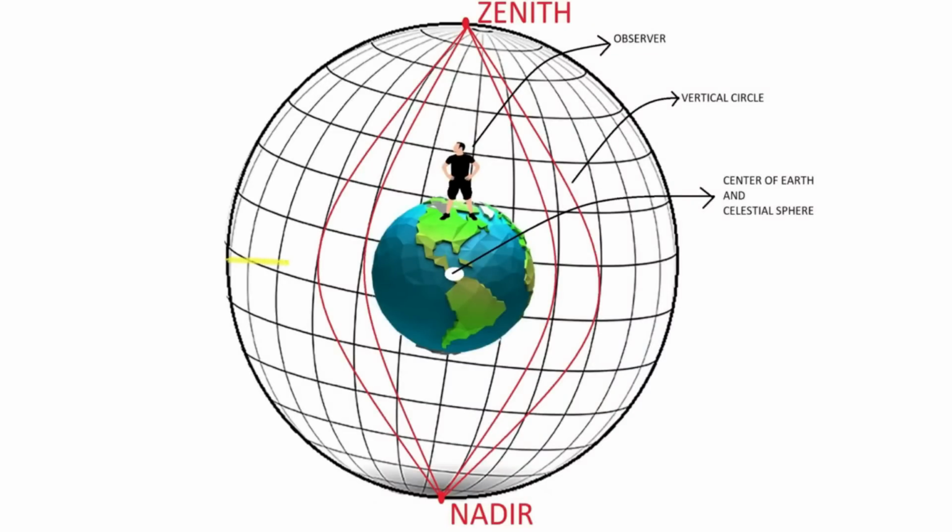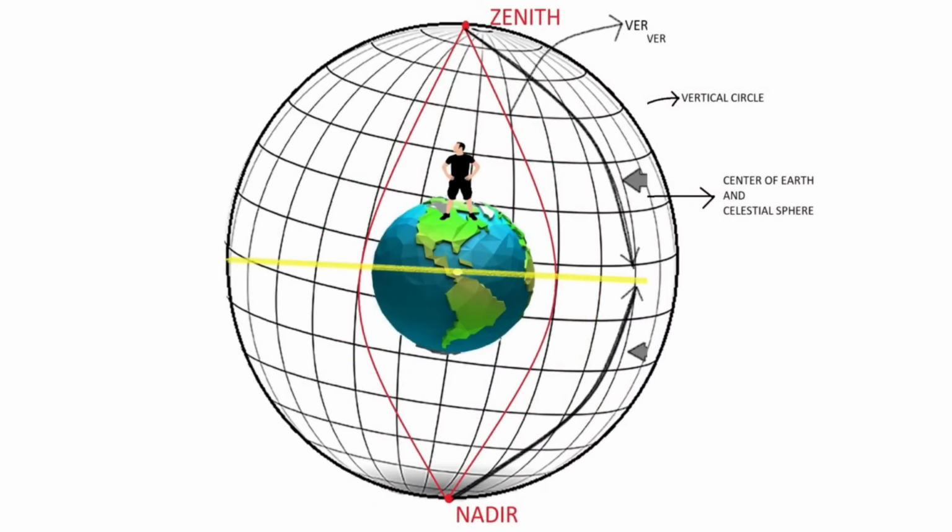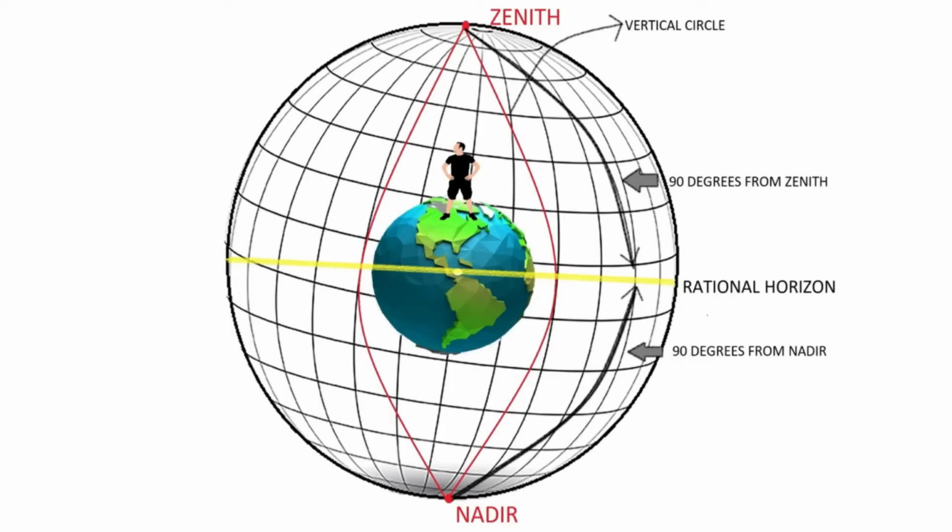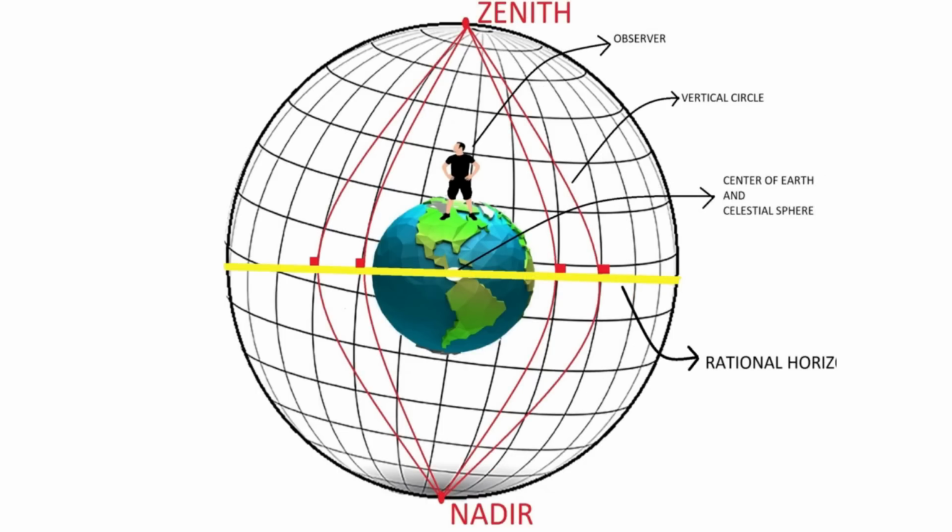Observer's rational horizon. It is the great circle on the celestial sphere which is 90 degrees away from the observer's zenith and of course the observer's nadir as well. The rational horizon passes through the center of the Earth or celestial sphere. All vertical circles will make an angle of 90 degrees when crossing the rational horizon.